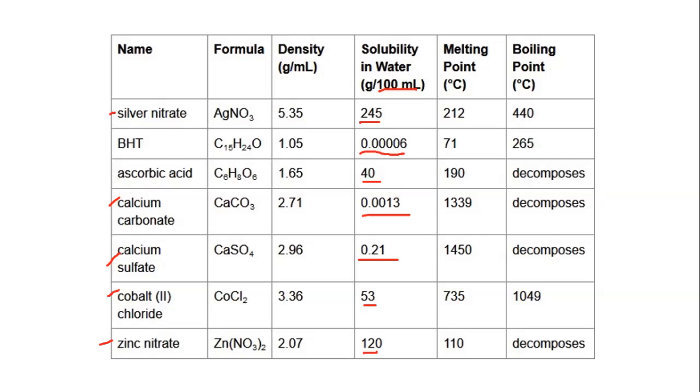Now, for boiling points, some solids have boiling points. Some solids don't boil, they just decompose. So if you heat ascorbic acid up hot enough, it'll melt at 190, but it'll decompose before it boils. So this happens to a lot of solids. You see it decomposes before it reaches the boiling point of the substance. So it doesn't have a boiling point, it just decomposes. So if you were to heat calcium sulfate up to above 1450, there's a point at which it will decompose into its elements instead of boil.